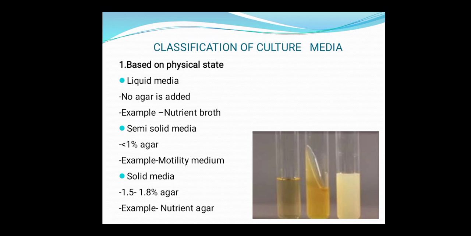Next, we have semi-solid media. This semi-solid media is a media where the concentration of agar is reduced to 0.2 to 0.4% and makes the medium semi-solid. It also facilitates the spread of bacteria in the medium, and is useful in demonstrating bacterial motility and also separating motile and non-motile strains. So in this semi-solid medium, less than 1% of agar is added, and the example we have here is motility medium.